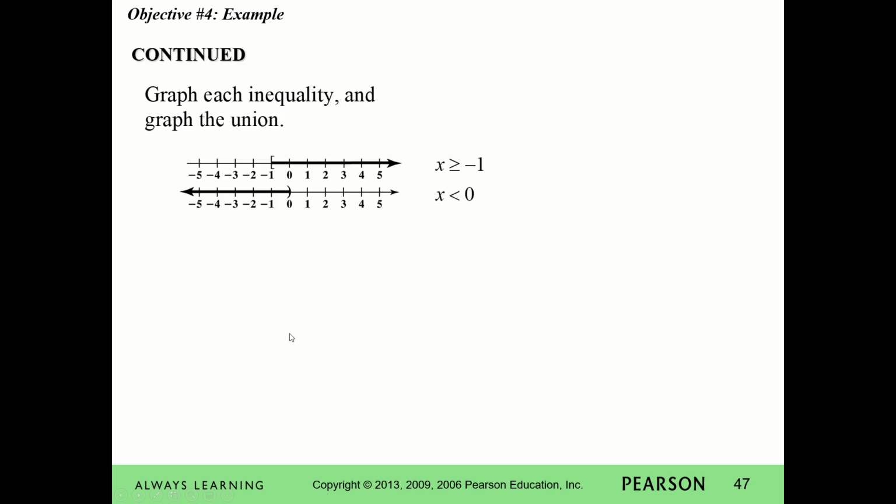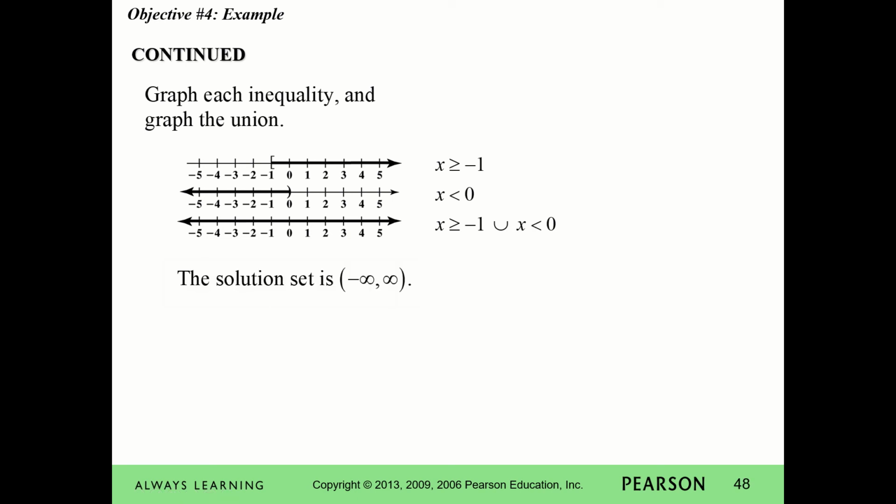So graph each of them, and look what happens in this one. When we graph each of them, we have x is greater than or equal to negative 1, and x is less than 0. So look what they have in common. Everything, right? They overlap completely. So that's like saying you have all real numbers as your solution set. You can plug anything in, it's going to work.